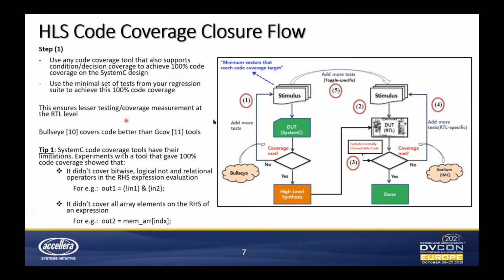Our experiments have shown that Bullseye measures code coverage better than GNU's GCOV tools. GCOV covers only line and function coverage with no support to measure condition or decision evaluation. It also does not provide any option to exclude pieces of code from measurement. Bullseye alleviates these problems listed with GCOV. While doing our experiments, we actually found things that are useful for designers. So these are listed in this presentation as tips.